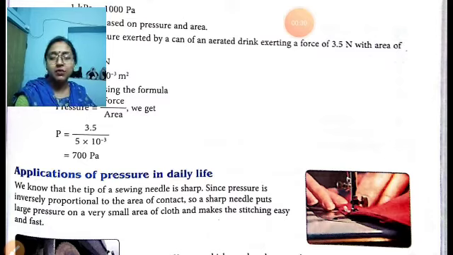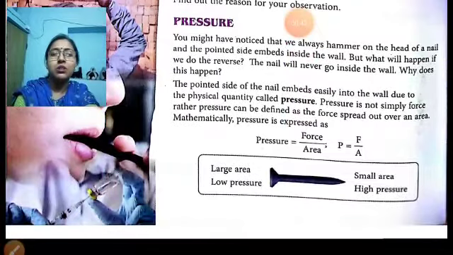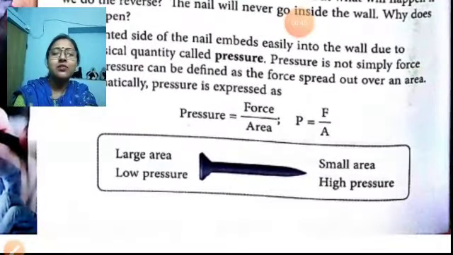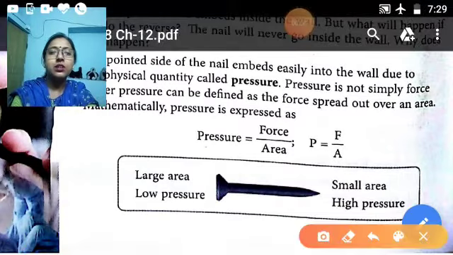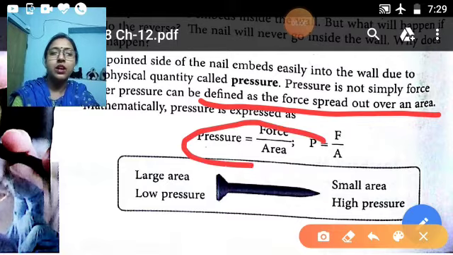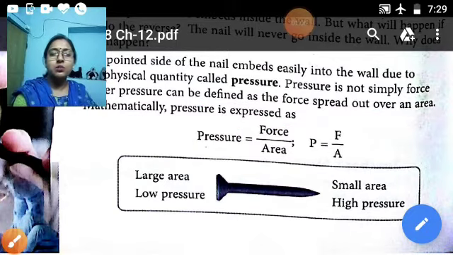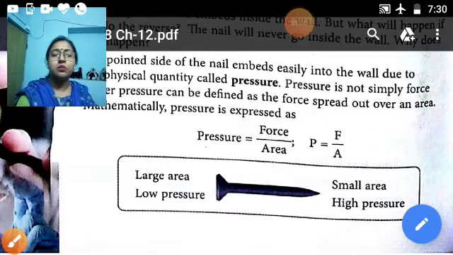So we have started and discussed this, but again I'm recalling pressure and the unit of pressure. Come to the first page, that is pressure. We say that pressure is defined as the force spread per unit area, and pressure is equal to force over area. P is equal to F by A. Large area, low pressure. Small area, high pressure.